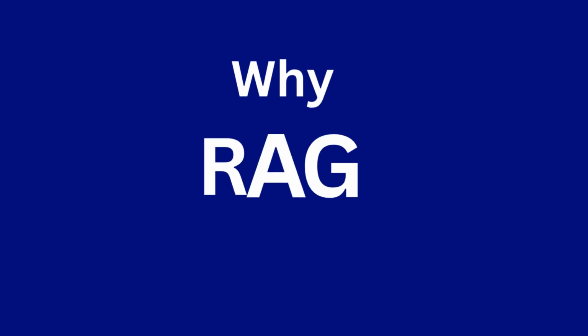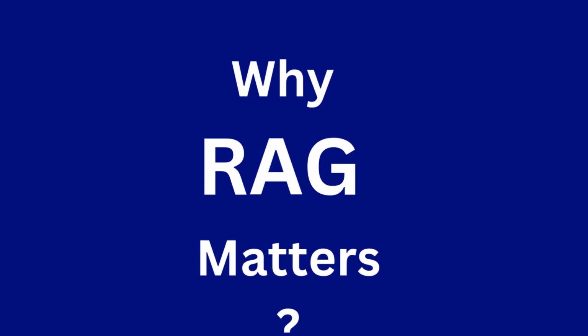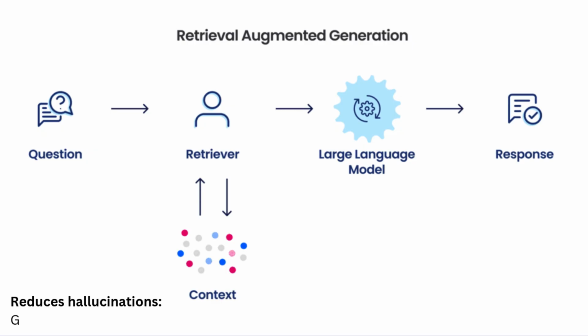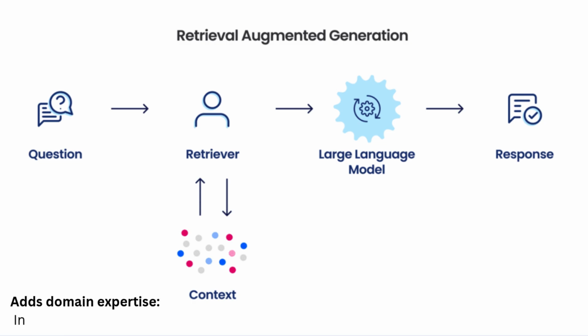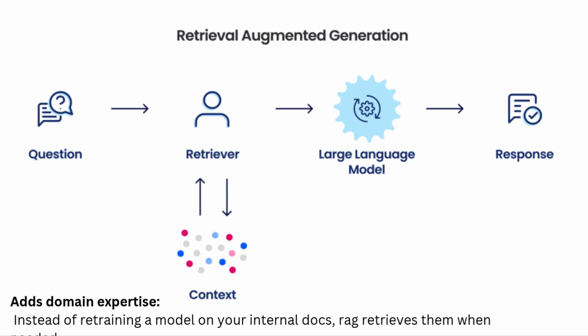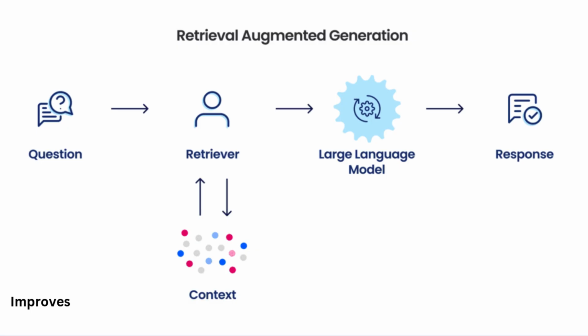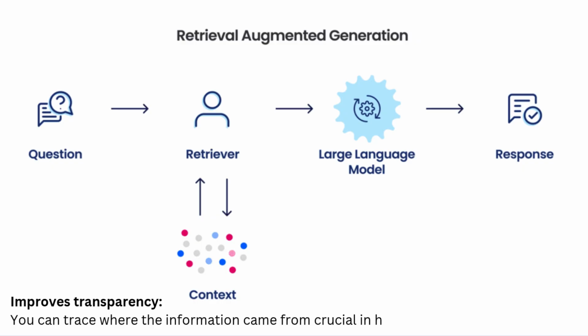Why RAG matters? So why is this important? 1. Reduces hallucinations. Grounding responses in real data makes LLMs more trustworthy. 2. Updates stale knowledge. LLMs don't know anything post-training. RAG fixes that with real-time retrieval. 3. Adds domain expertise. Instead of retraining a model on your internal docs, RAG retrieves them when needed. 4. Improves transparency. You can trace where the information came from, crucial in healthcare, law, and finance. RAG turns your model from a generalist into a reliable expert.